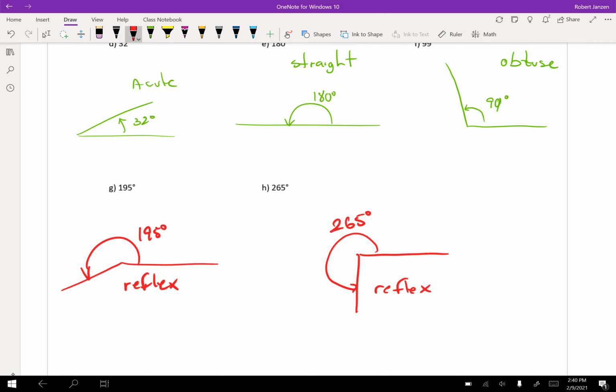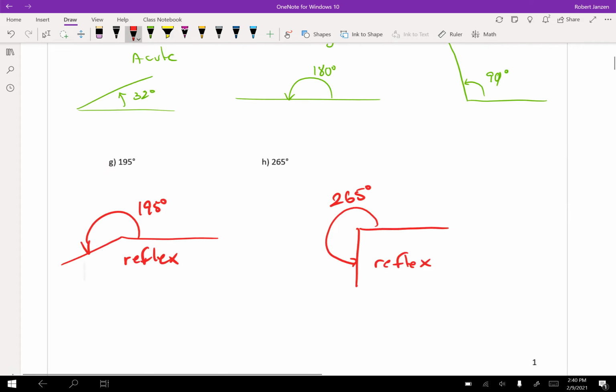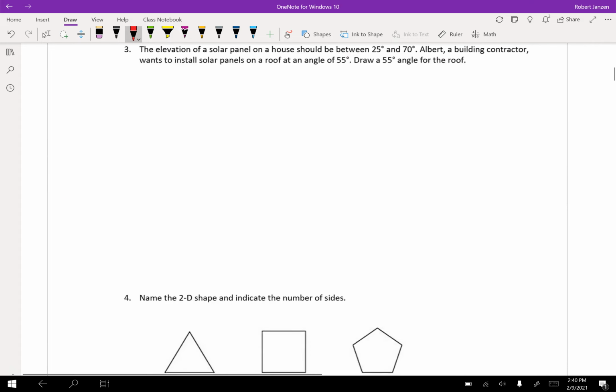Okay, so you should be familiar with the sizes of angles and what they're called. I may ask you for those words or to label what an angle would look like. Okay, but I will not get you to draw one exactly.